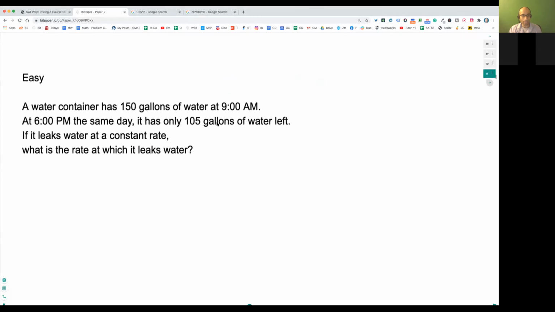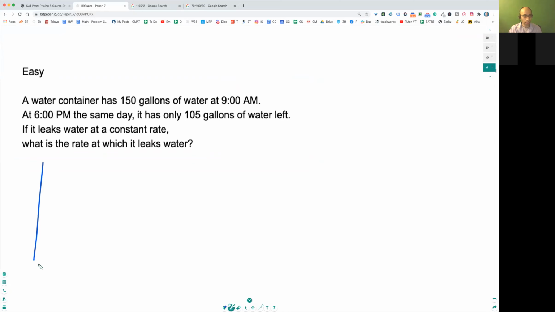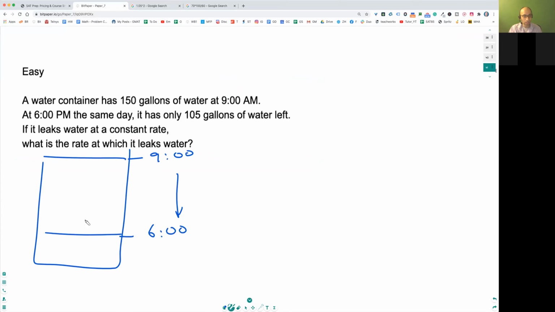Now the time has changed, the amount has changed. Originally at 9 a.m. it's over here, and then at 6 p.m., right? So you need to know how much time has passed and these numbers here. So find the distance, in other words, how much water has leaked and also how much time, and calculate that.